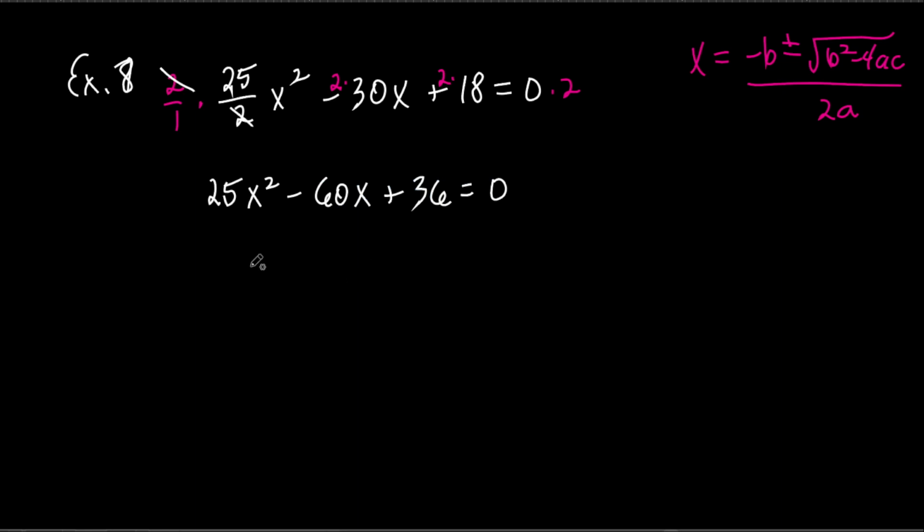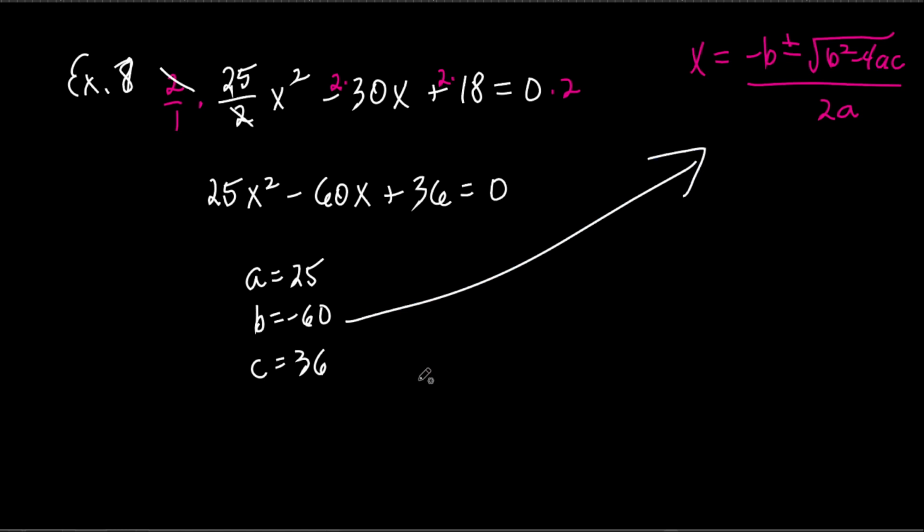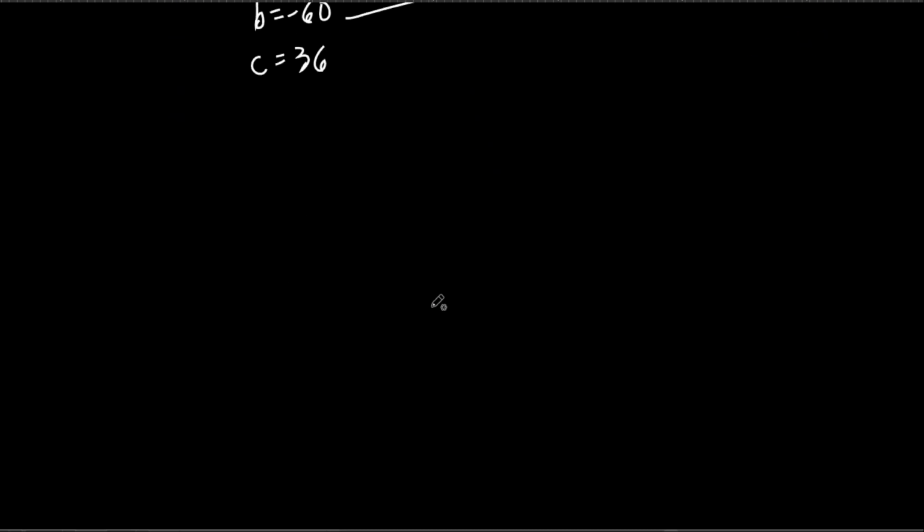Now you're ready to do the quadratic formula. So A is 25, B is negative 60, and C is 36. Plug all that into the formula, and then you can look to see if you got the right answer. Okay, but I just started that off for you. Let me start off one more for you. I won't do the whole thing, but I want to show you how it works.